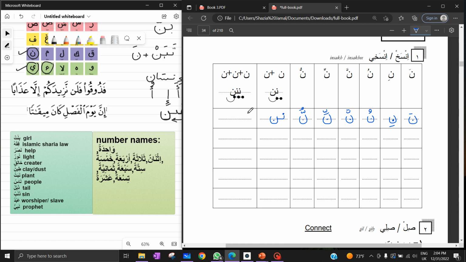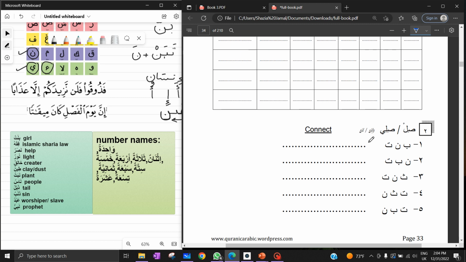Then when there are three noons, you will join without lifting your pen. Noon, noon, again the third noon written in the full form. Noon, noon and noon. So that's how you can write and practice in this table. Let's move on to exercise 2.